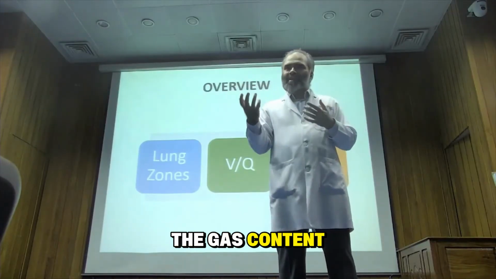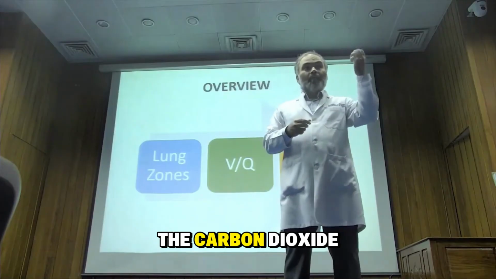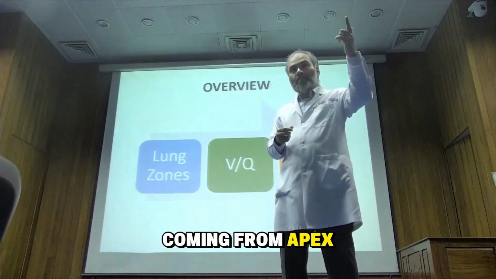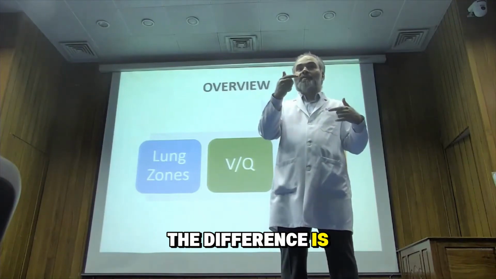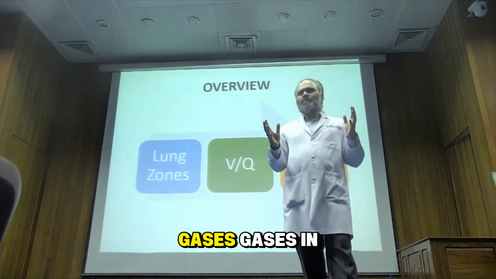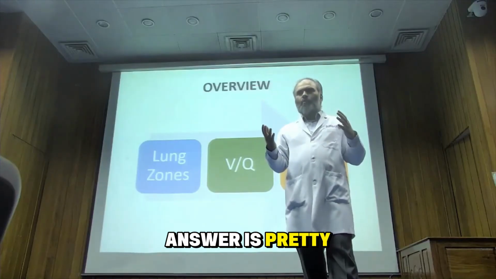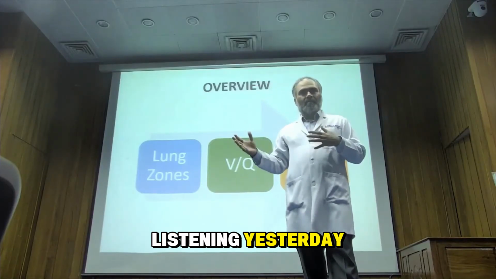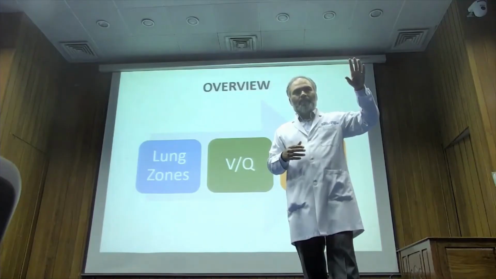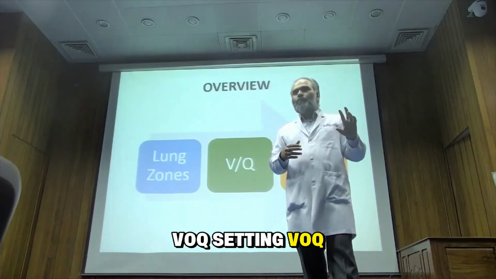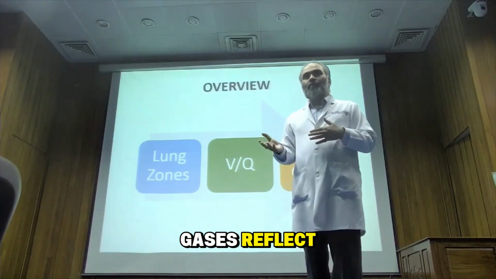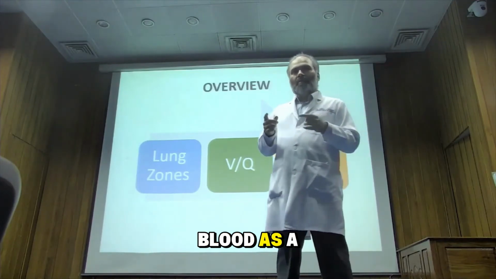It's the gas content, the oxygen content, the carbon dioxide content of this fluid coming from apex and coming from base. The difference is in blood gases. Any ideas why there would be differences in the blood gases in the fluid? The answer should be pretty obvious for the ones who were listening yesterday. There is a V over Q peculiarity in the apical regions and a different V over Q setting in the base of the lung. That's why blood gases reflect where they are coming from. The blood has a signature.